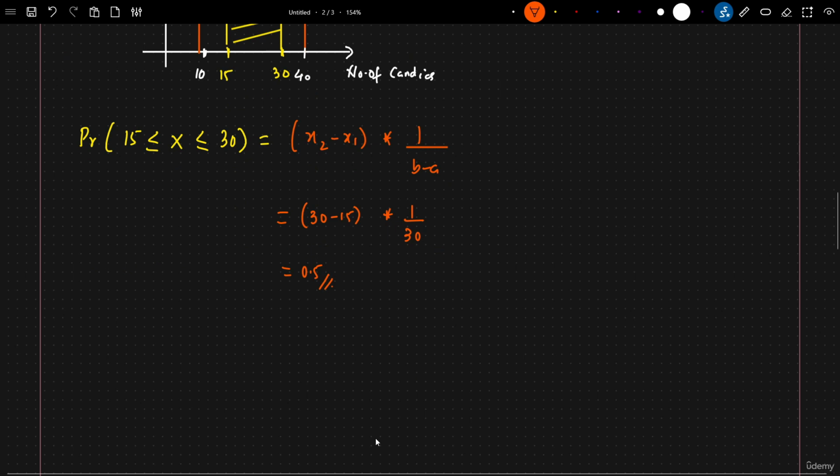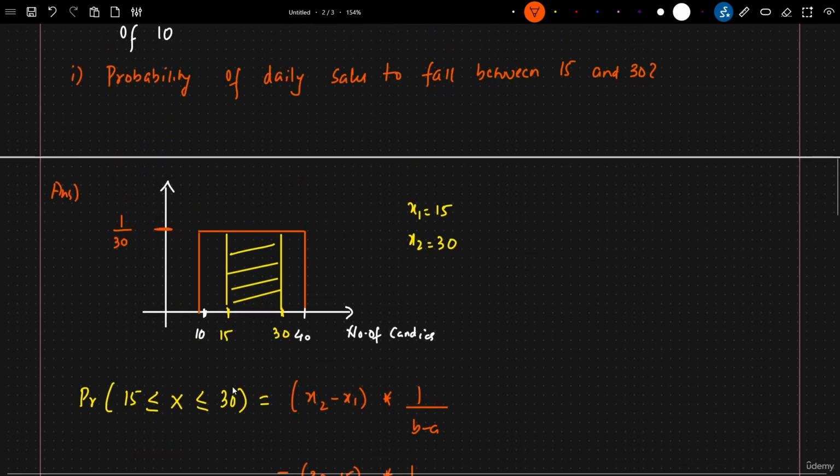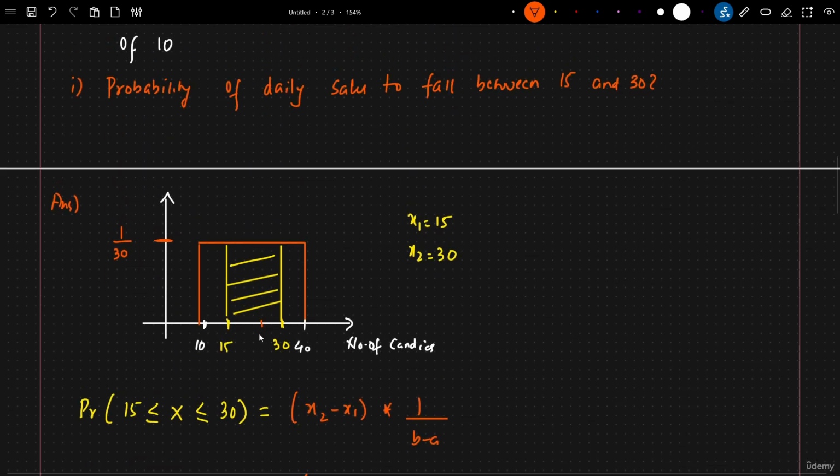Another question may be, what is the probability of my daily sales to be greater than or equal to 20 candies? In this particular case, if I'm considering this as my 20, I need to find out this region, right? What is the probability of the daily sales being greater than this?